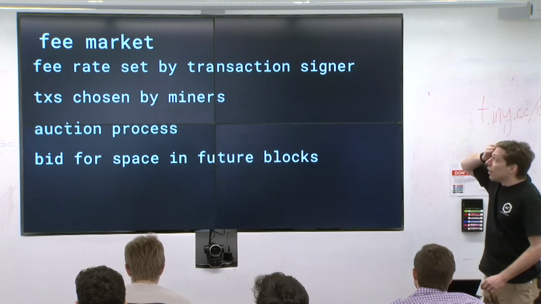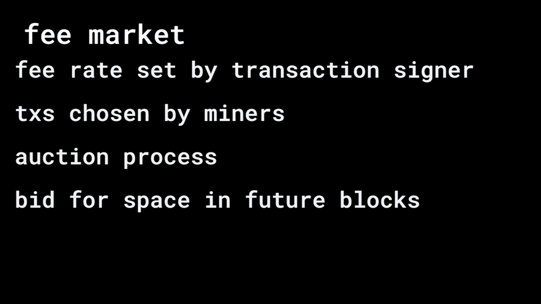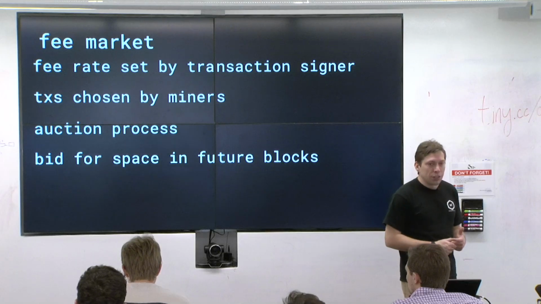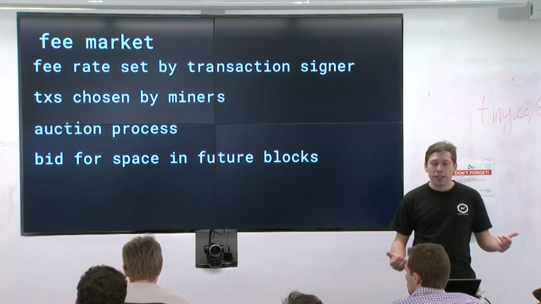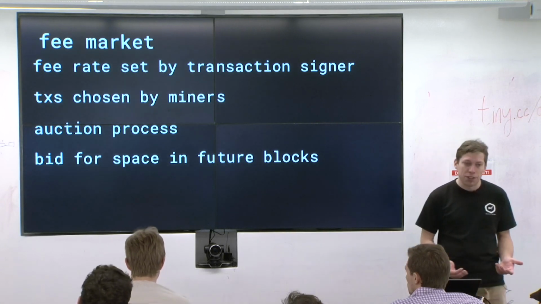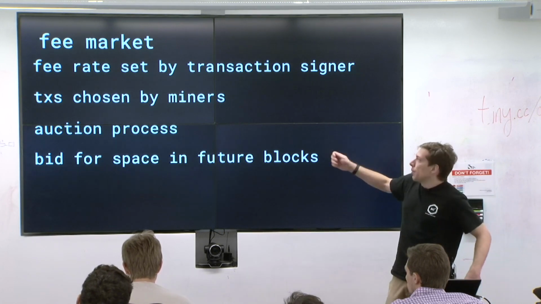So basically, the fee rate is set by the transaction signer, right? When you're creating a transaction, okay, I want to send 1 Bitcoin, I will spend 500 Satoshis. My transaction's about 250 bytes. Okay, that's a 2 Satoshis per byte fee rate. You choose your fee rate, sign.